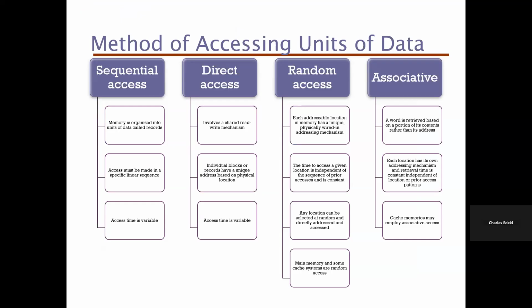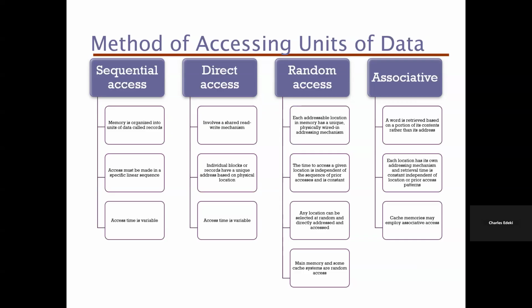Now, most of the time when we are studying programming languages, access will always be sequential, but sequential is not a very efficient way. I mean, it's good, but not very efficient. Direct access and random access are what we know a lot. Associative is also here. So these are all methods of accessing data or a unit of data.